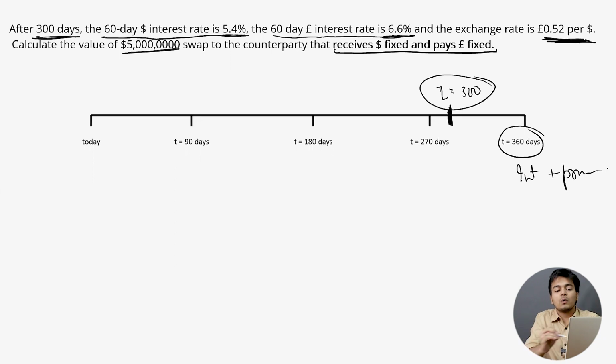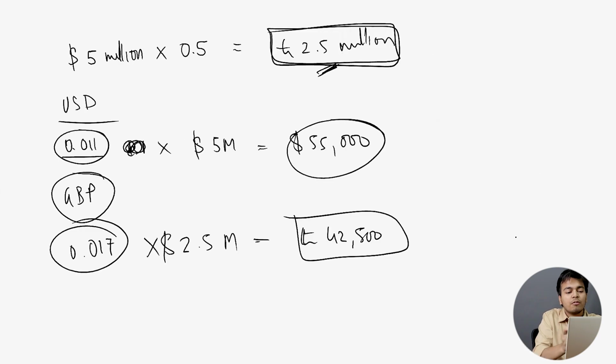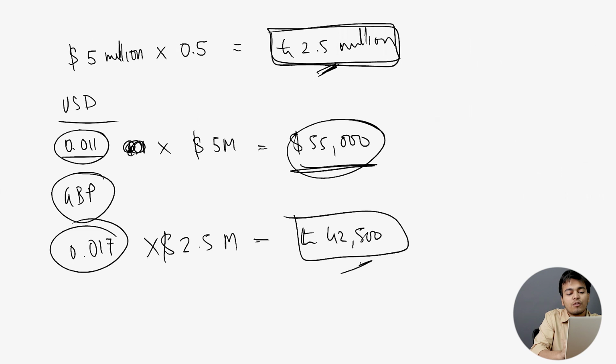Alright, we need to use these cash flows and bring them back to this particular time period, and while bringing them back we need to use the current rate that is given to us, in the respective currencies. So we know that if we are talking about dollars, there will be 55,000 of interest amount that will be paid, and at the very same time there will be a principal amount of 5 million as well. So that is something that we need to consider at this time period and bring it back to 300th day using this particular interest rate. And likewise, we know that the interest amount in terms of GBP is 42,500.